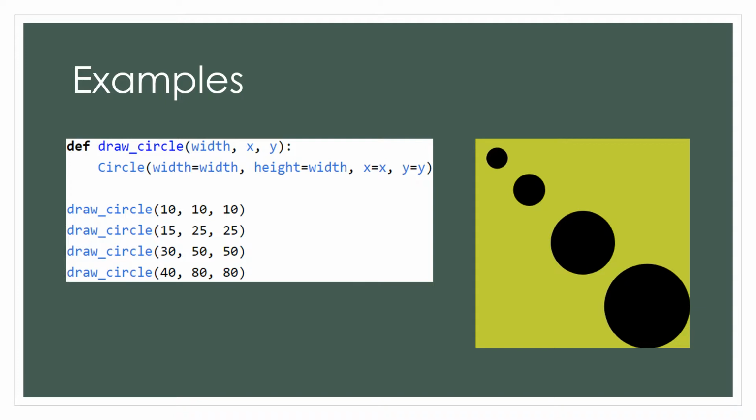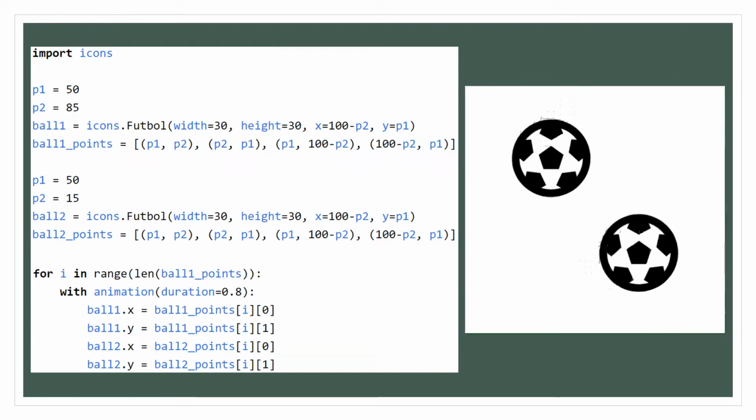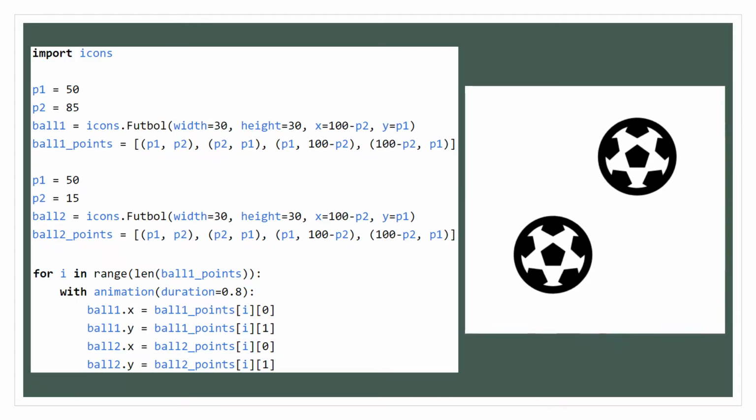Alright, let's look at one more example before returning to our soccer ball example. Here we define a function called drawCircle that takes in 3 inputs, one for the width of the circle and then 2 more for the position of the circle, x and y. Notice here the order of the inputs will matter, so be very careful when defining and using functions with more than one input. As an example use of this function, we show below using it 4 separate times to draw 4 different circles. You can see here on the right, each of these are drawn using the different settings we passed into the function.